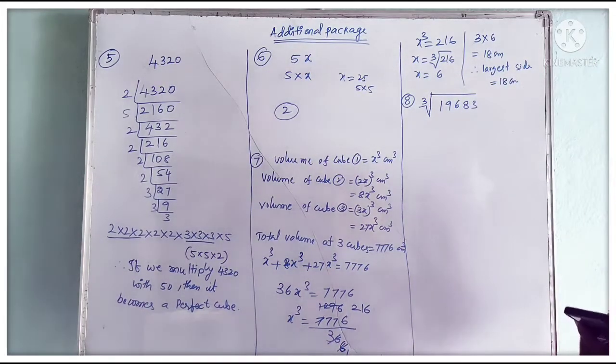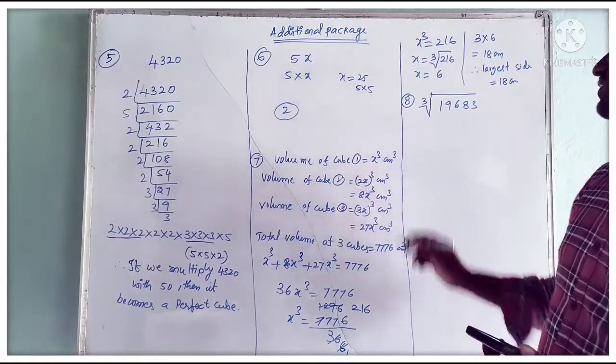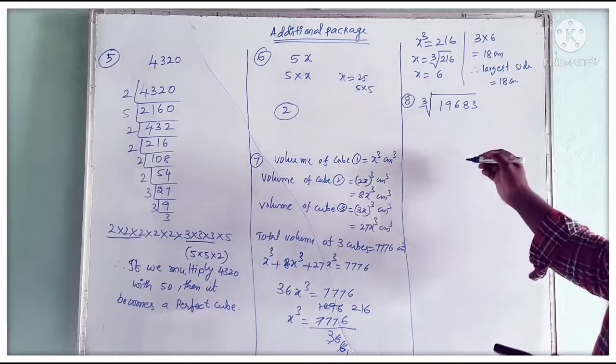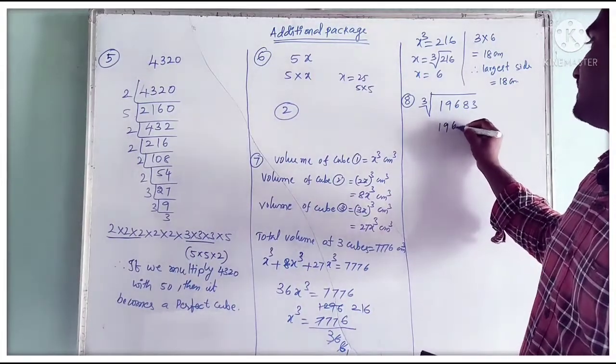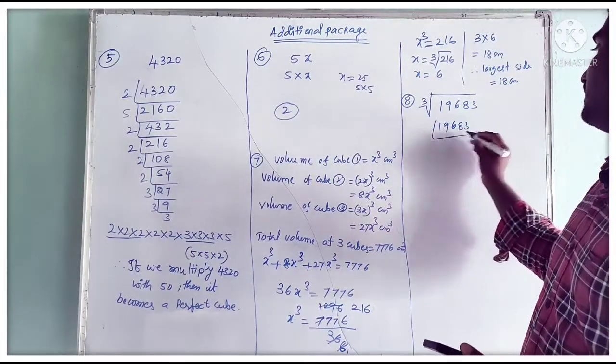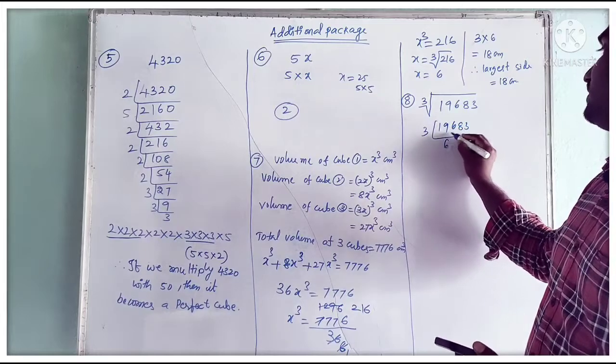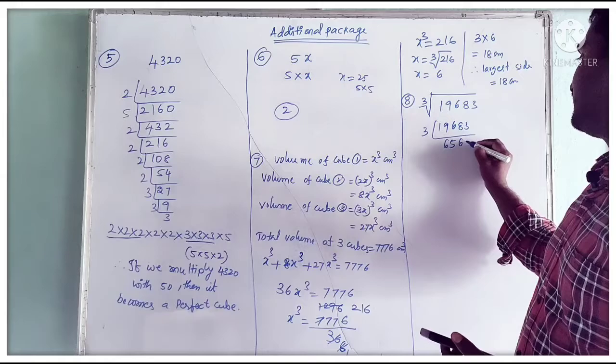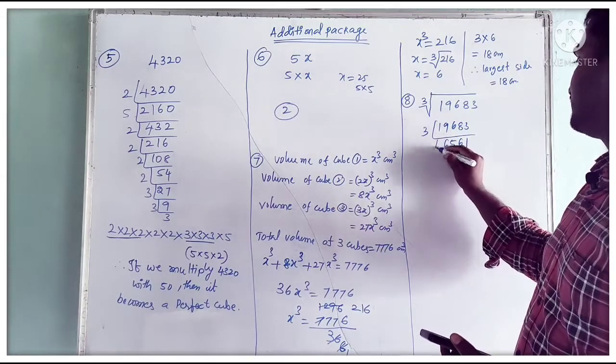Okay, so next question we have. 8th question, cube root of 19683. So do the prime factorization for that. So 3 table, 3 6s are 18, 3 5s are 15, 3 6s are 18, 3 1s are 3.